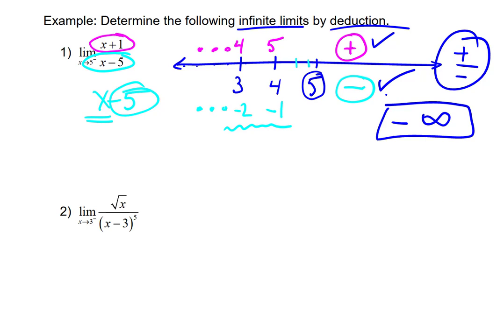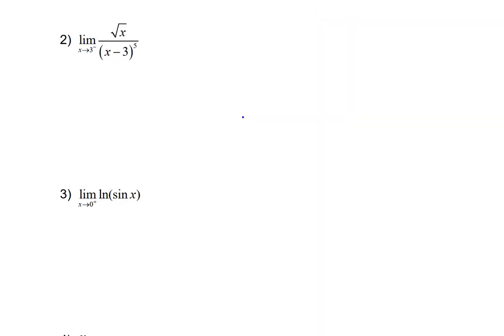So if you go back up to our notes, you'll recall that it's either plus or minus infinity for a case like this, and the plus or minus is determined by the signs of the numerator and denominator, and that's what we just discovered. Let's try a second example. This time we want to find the limit as x approaches 3 from the left of our function, which has a numerator of square root of x and a denominator of x minus 3 all to the 5th power.